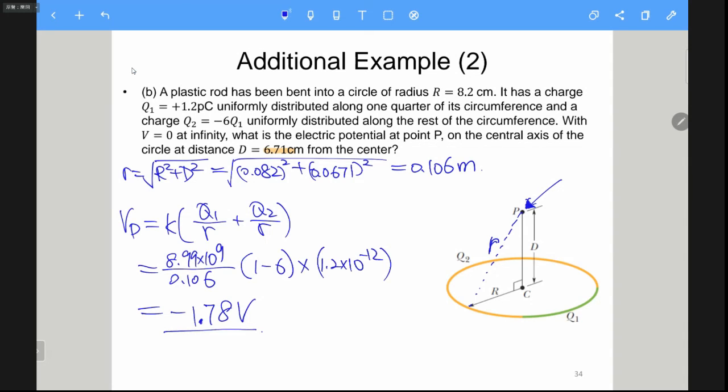For this one, if you really need to find the electric field at that point, it might be tedious because it is not symmetric at all. So finding the E field at this point will be tedious.